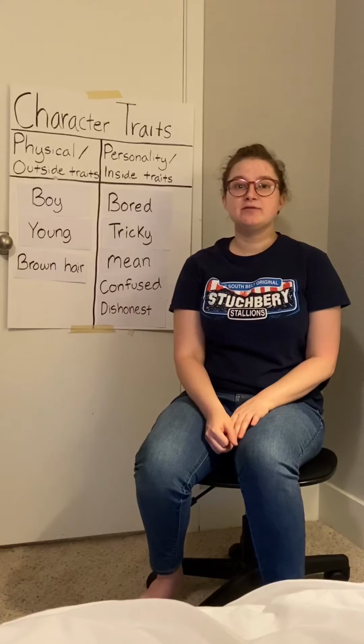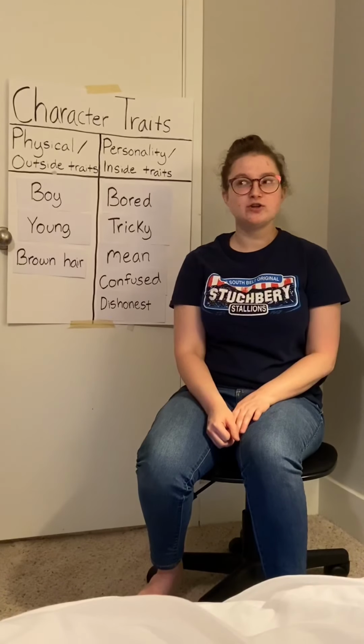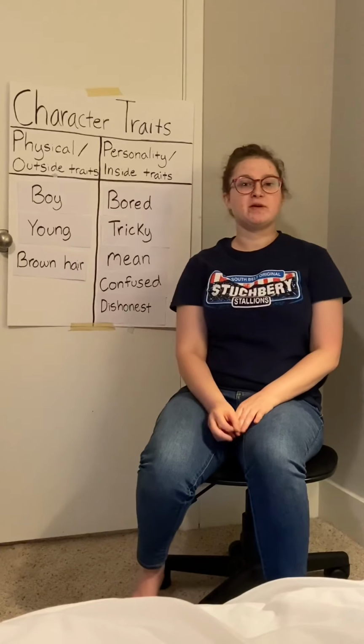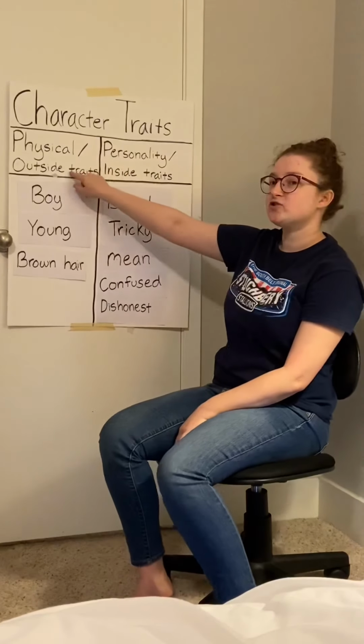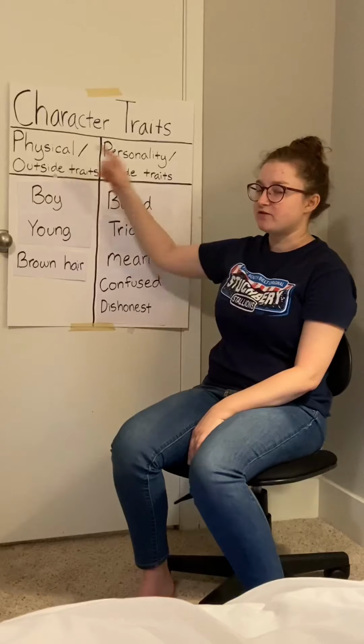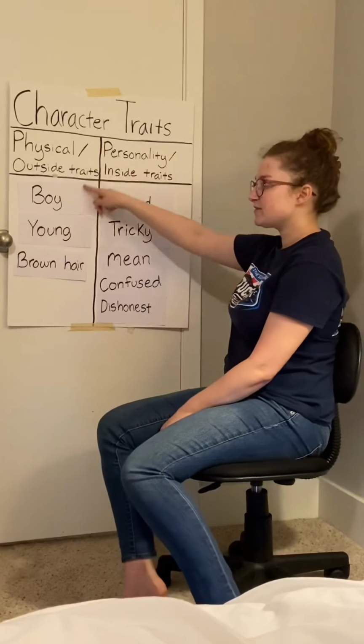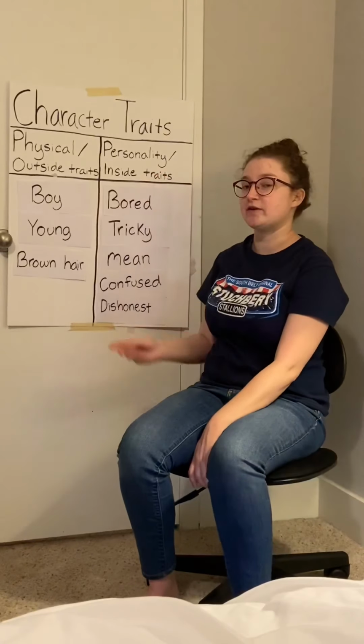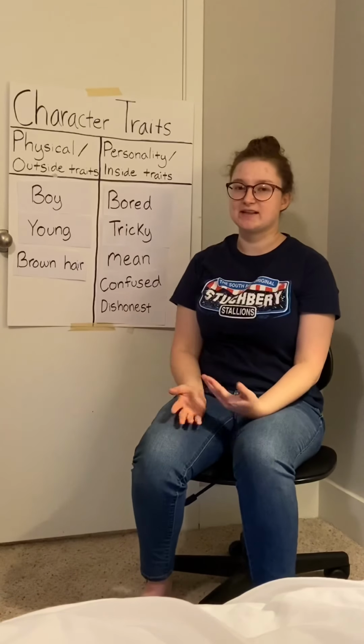So today we learned about 2 ways to describe a character. We can describe them by their physical outside traits, what they look like on the outside, what we can see with our eyes. And we also learned about their personality inside traits, which are based off of their feelings, actions, and what they say.